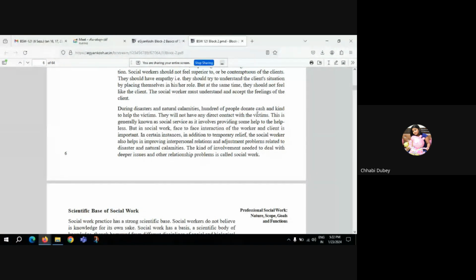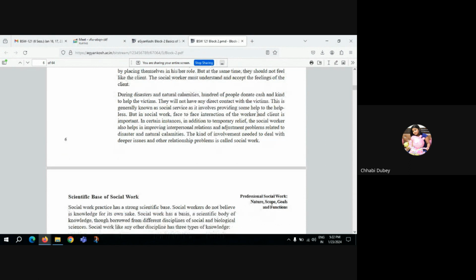For example, people who have had a traumatic experience during these calamities require counseling. So social workers will help them get out of the traumatic situation, and counsel them. Basically, they are more involved with dealing with the deeper issues and other kinds of relationship problems. So this kind of help that is provided to the client is a part of what we call social work.